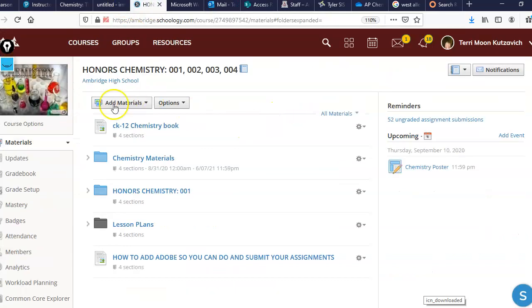You click on Honors Chemistry like we usually do, and then you'll see these folders. How to add Adobe so you can do and submit your assignments. If you are having trouble opening an Adobe assignment, or you type all through it and then it deletes it when you save it, you want to follow these steps, and you will have time to do that. Let me get you started first.